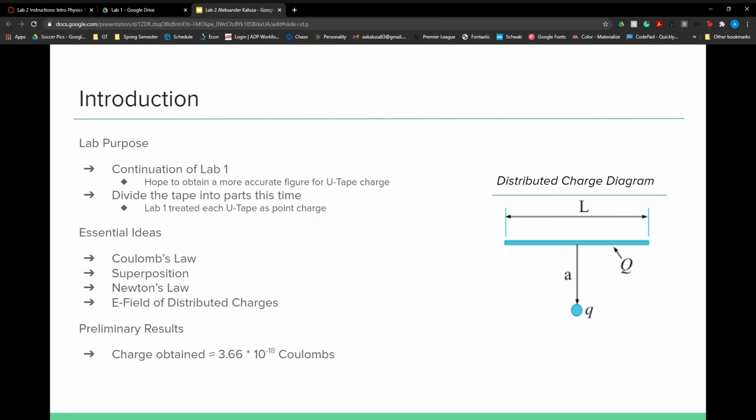Some essential ideas used are Coulomb's law, the idea of superposition, some of Newton's laws, and the idea of electric fields of distributed charges. The preliminary result I obtained was that the charge of the top U-tape was 3.66 times 10 to the negative 18th coulombs.